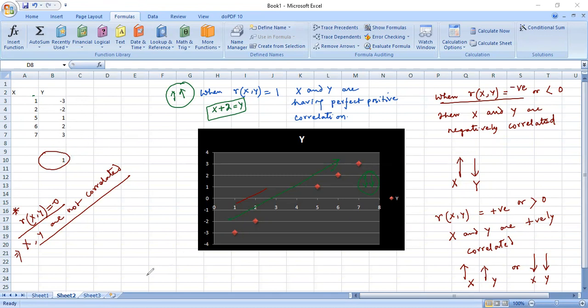Now my time is running out. What I wanted to show is that by a similar example, if Rxy is -1, X and Y will have perfect negative correlation between them. In the next session, I will try to show this to you.